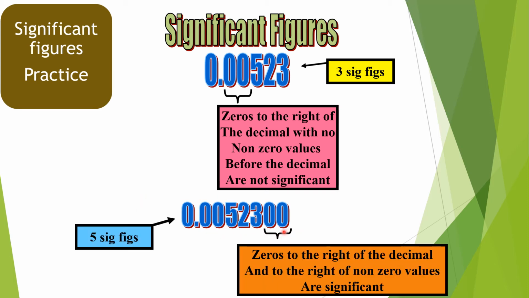In number 0.0052300, there are five significant figures. Here, zeros to the right of the decimal and to the right of non-zero values are significant. We discussed this point in the previous slide. So in this number, we count 5, 2, 3, 0, 0 as significant figures. And we have five significant figures in this number.